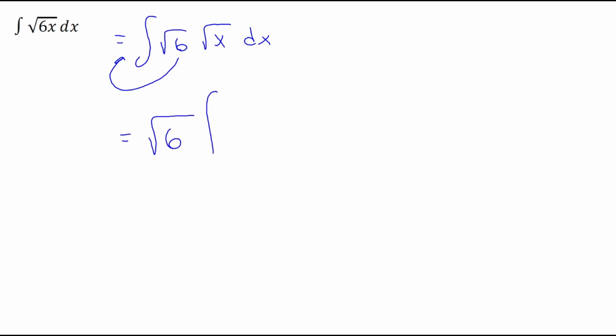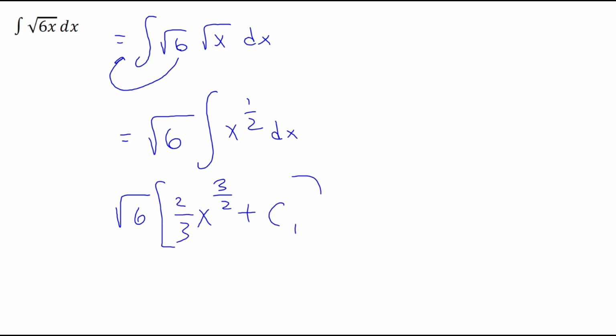For our next one here, we've got two options. One option is to do a u substitution, and the other option is just to recognize that this is the same as an integral of root 6 times root x dx, and just pull the root 6, the constant, out in front. So I think that's what I'll do here. So we now have root 6 times the integral of x to the 1/2 dx. Well, that's just root 6 times x to the 3/2. We divide by 3/2, or we multiply by 2/3, plus some constant.